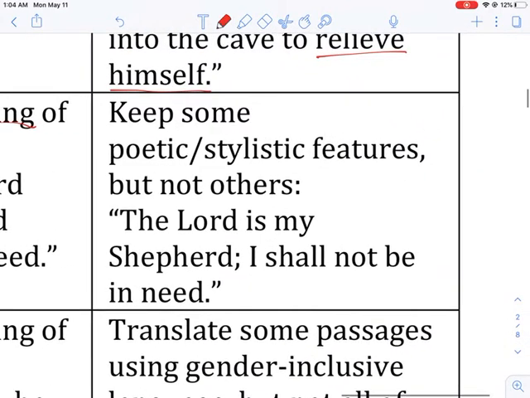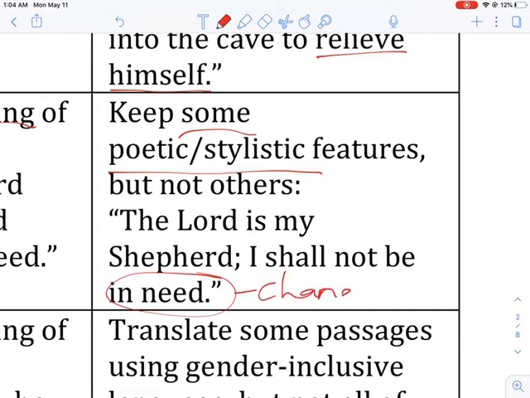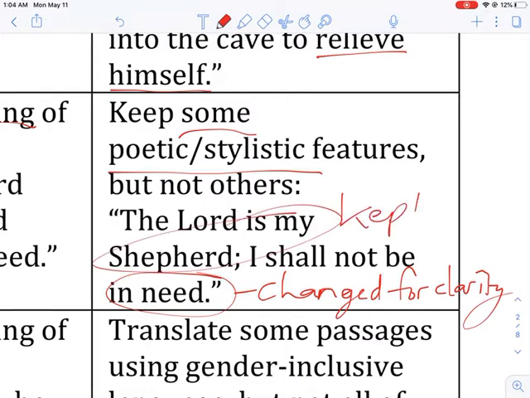And so a meaning translation might try to keep some poetic features or stylistic features, but not others. So perhaps, "The Lord is my shepherd, I shall not be in need." And so in this case, the shepherd image is kept, but instead of being want, it's changed to need. So it's changed for clarity. My shepherd, again, that image is kept.